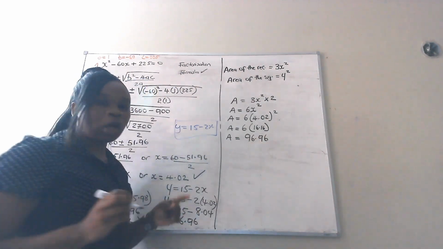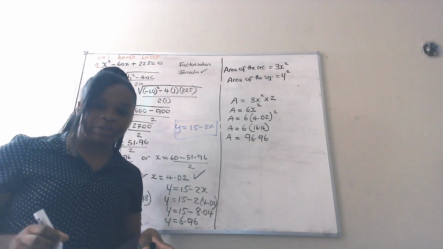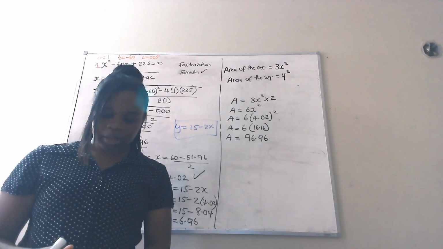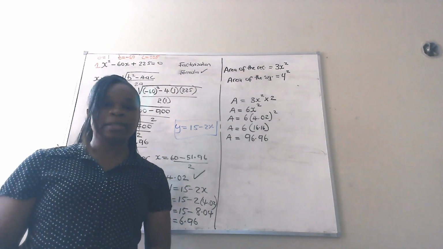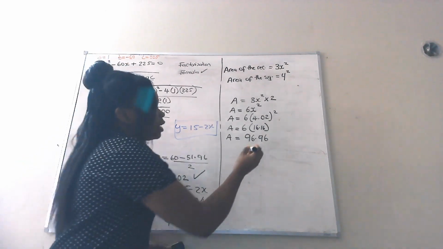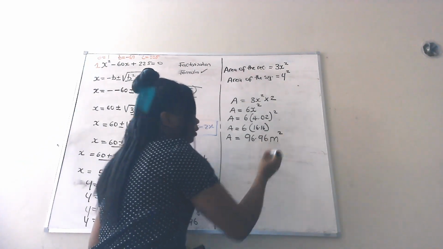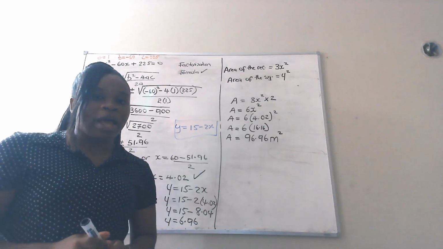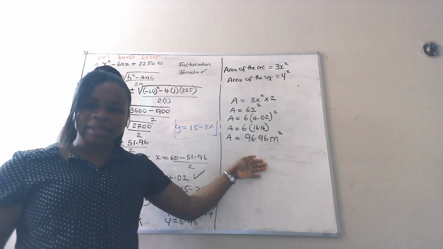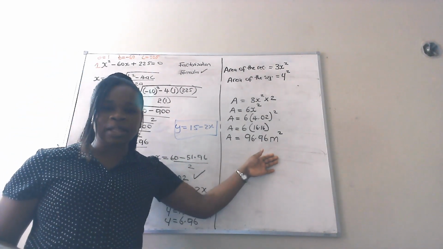A is equal to 96.96. And always remember to put in your unit. So if you go back to the question, from the beginning, it's in meters. So the area is meters squared. So that's the unit. The unit is meters squared. And this is our answer. So this is the total area.